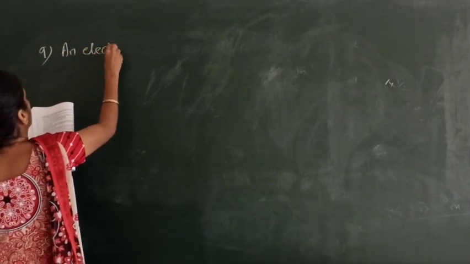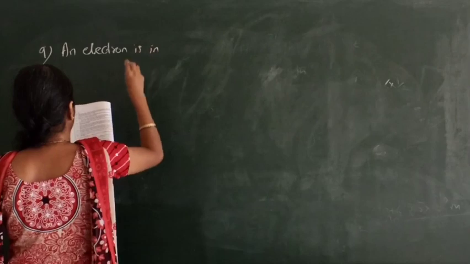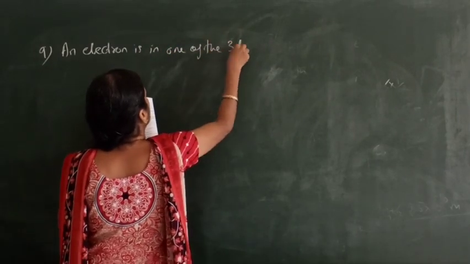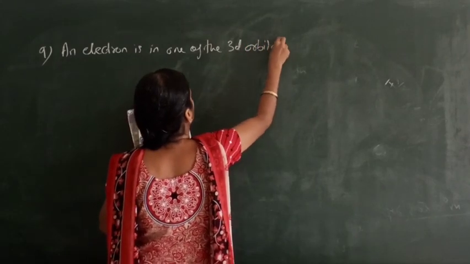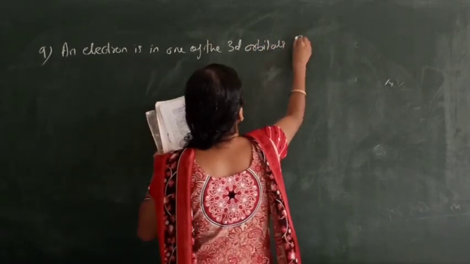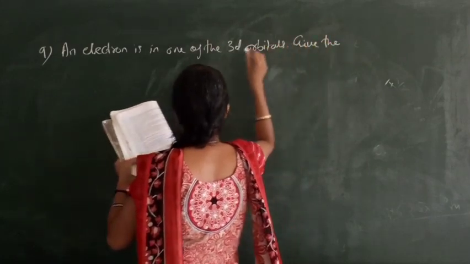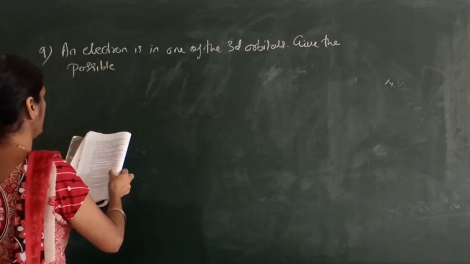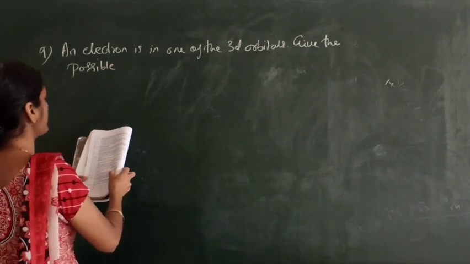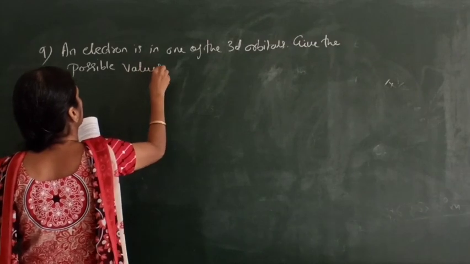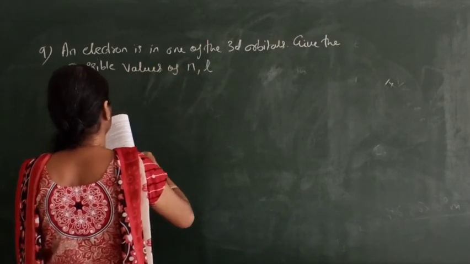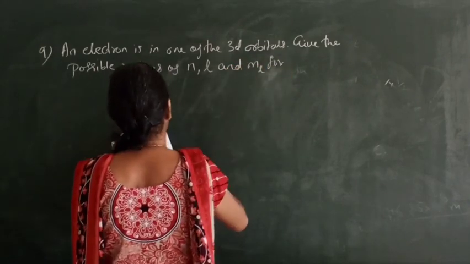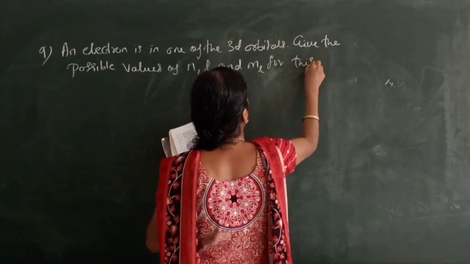An electron is in one of the 3D orbitals. Give the possible values of N, L and Ml for this electron.